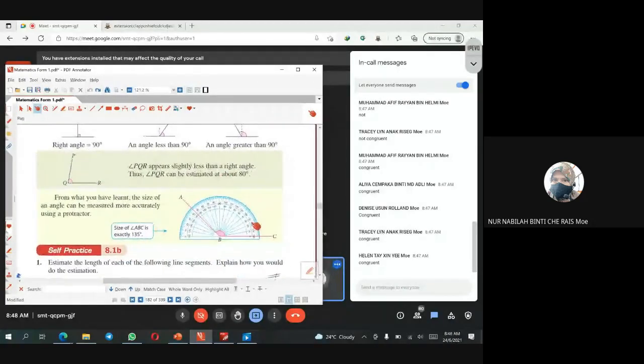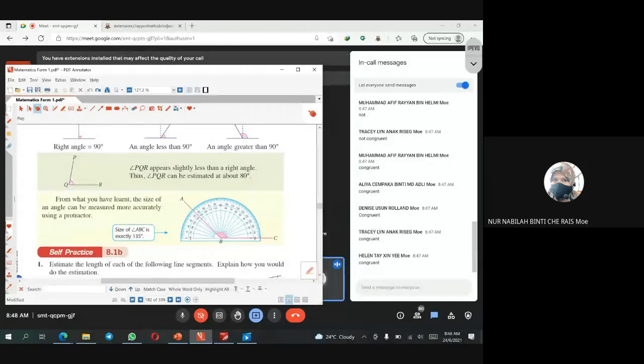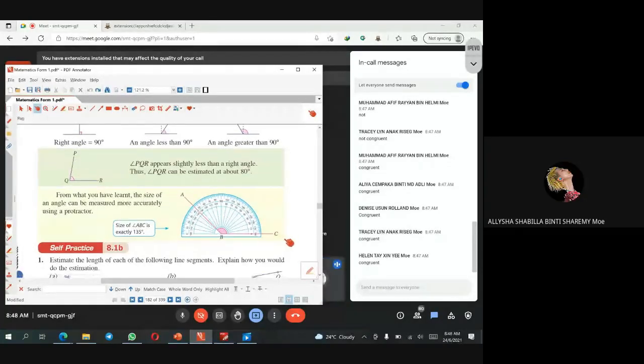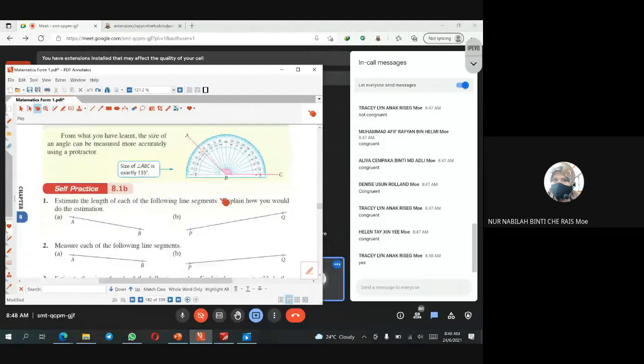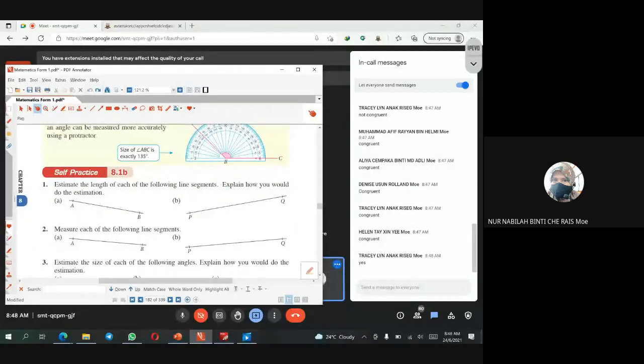Okay, now I want you to have your protractor. Do you have a protractor with you? I want you to do number 2. Number 1, estimate, no need. Number 2, measure each of the following line segments. Do you know how to measure? I will show you one first.